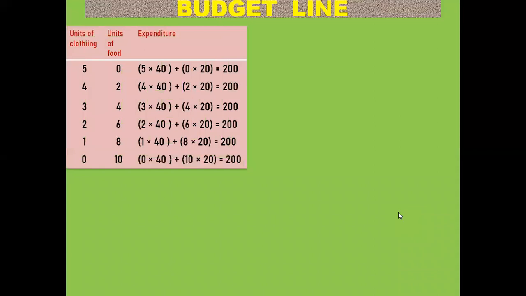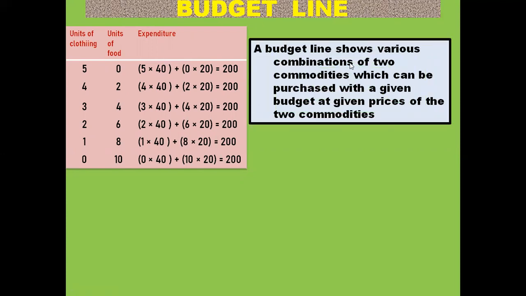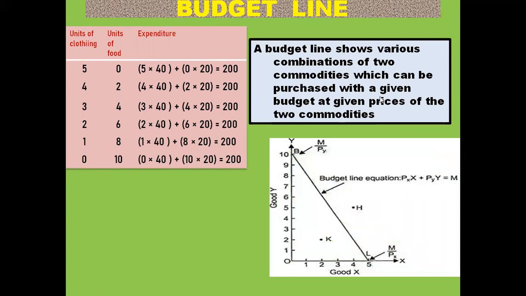Now we come to the budget line. Suppose income is given. Suppose income is 200. Prices of goods X and Y are given. Suppose the price of clothing is 40 and the price of food is 20. Now we get various combinations of two goods which can be bought with a given money income and with given prices. That is known as the budget line. That is, if we plot it, a budget line shows various combinations of two goods which can be purchased with a given budget and given prices of the two commodities. So we get different combinations.